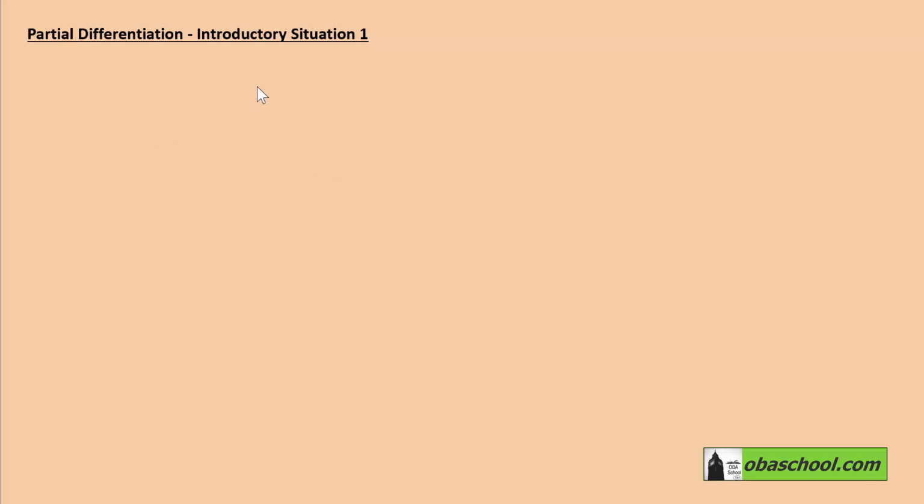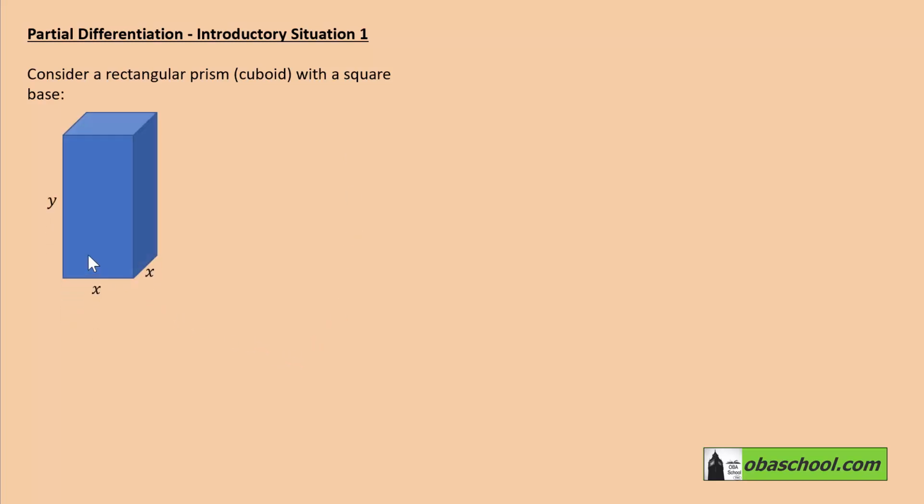Partial differentiation, introductory situation 1. Consider a rectangular prism or cuboid with a square base. We can see that this rectangular prism has a base which is x by x and a height of y. So v is equal to x squared times y. So v is a function of x and y if x and y are allowed to vary independently.